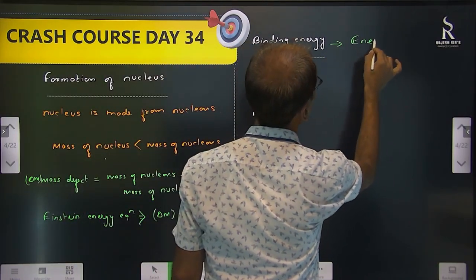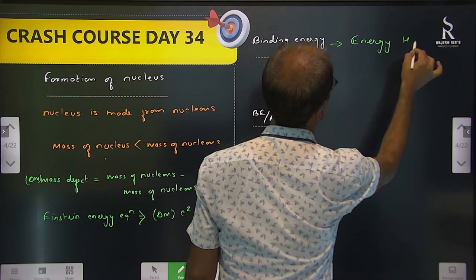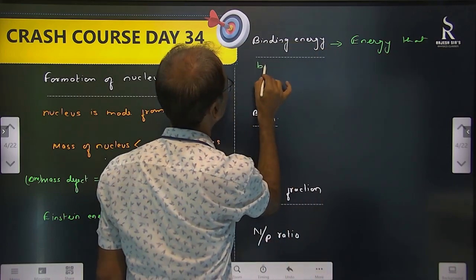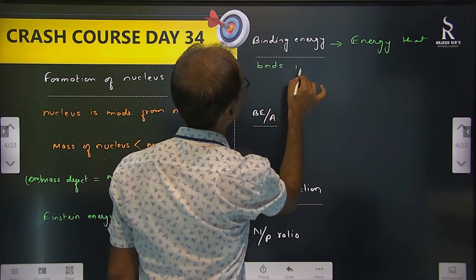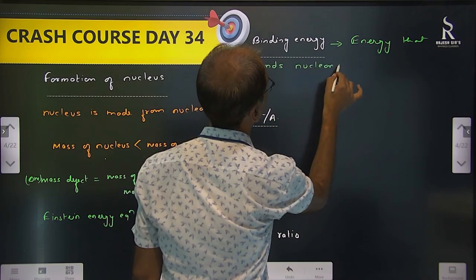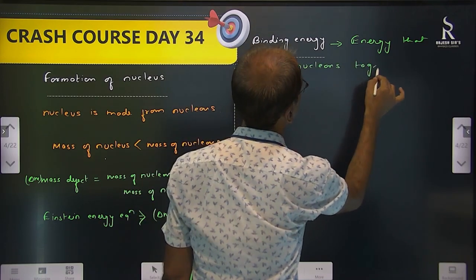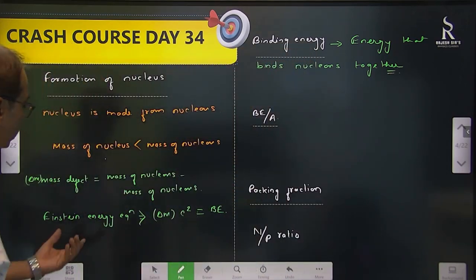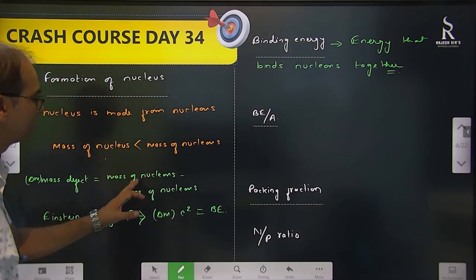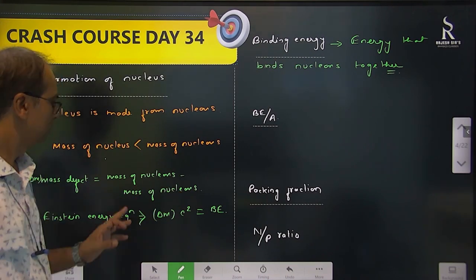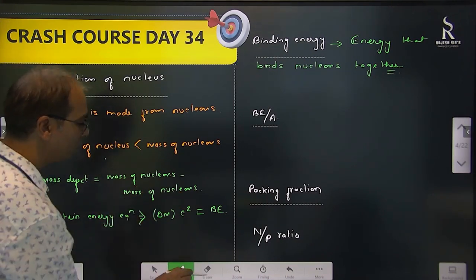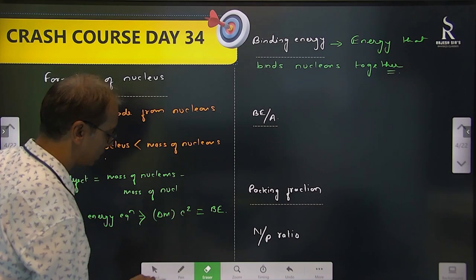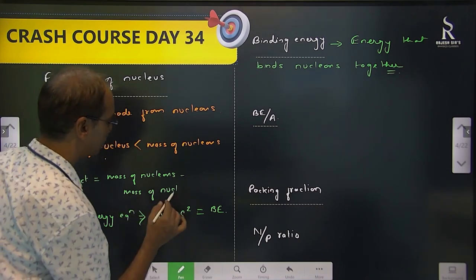Energy that binds nucleons together. Okay, so what this binding energy basically is, as I said, mass of nucleons minus mass of nucleus, not nucleons minus nucleons. Mass of nucleons minus mass of nucleus.